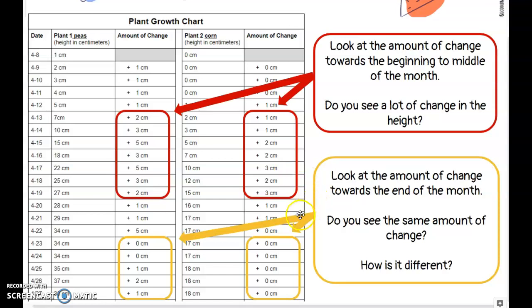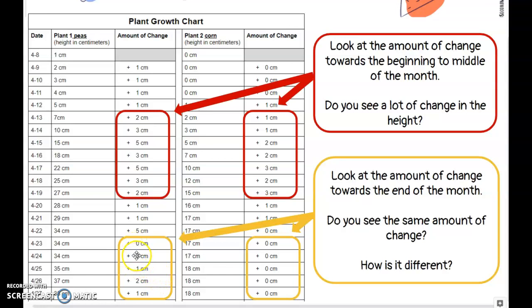Now let's look over here at the amount of change towards the end of the month. That's within the last about 4 or 5 days. Are we seeing the same numbers? Thumbs up or thumbs down? Is that the same amount of change? I should see thumbs down. Our numbers are much smaller.